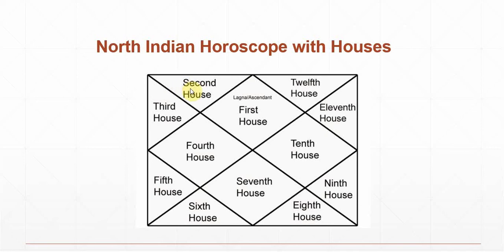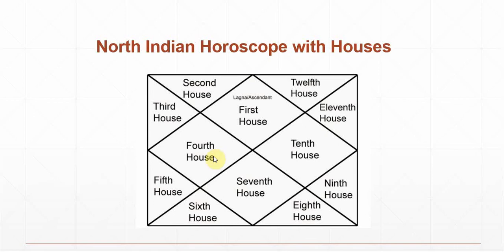Moving on to the second house, this house represents your family, the kind of family you are coming from, okay, the kind of environment in which you were brought up. This house also represents your accumulated wealth or your wealth from your family. So all of these things are analyzed from your second house. Now, the third house is all about your communication, your efforts, your writing skills, your inborn talent. All these things are analyzed from the third house.